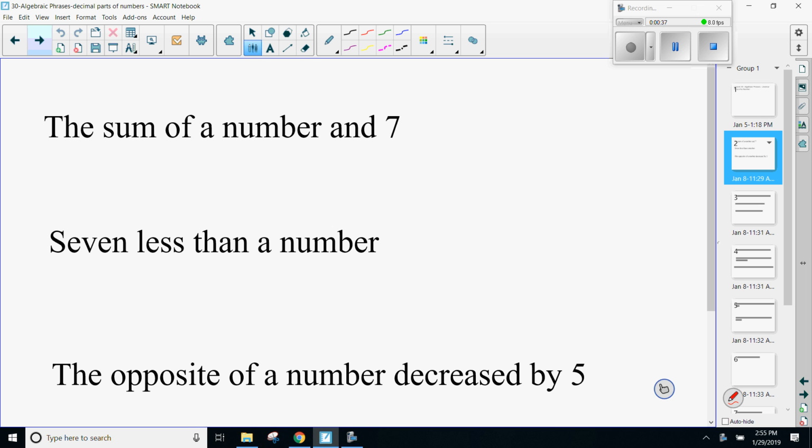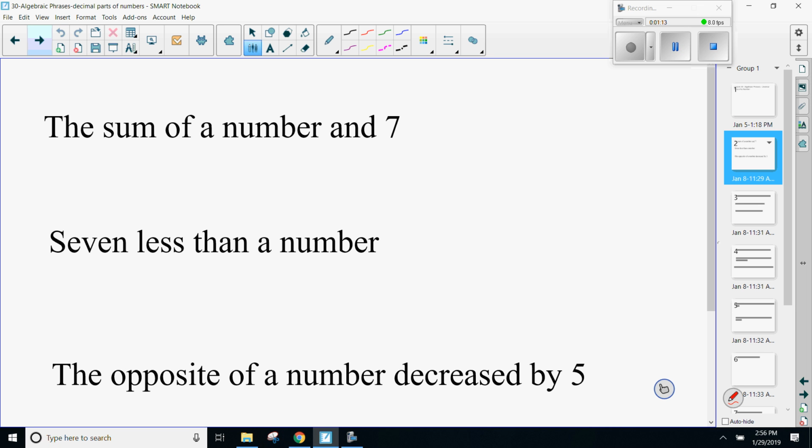The first one says the sum of a number and 7. How can you write an equation, or this is just a phrase, so it's an expression. How can we write an expression that represents the sum of a number and 7? X plus 7. That's all we have. Sum means what? Addition.